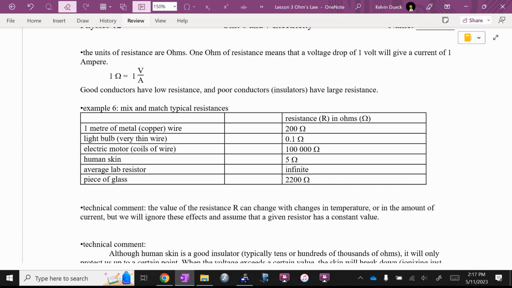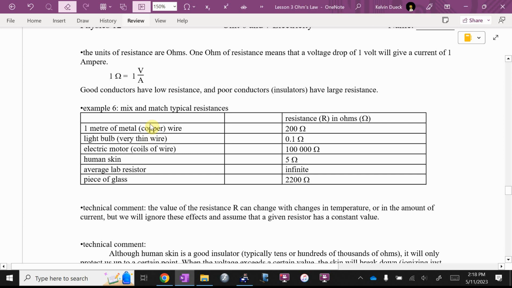Good conductors have low resistance. Poor conductors or insulators have high resistance. Example 6, this is not on your test, but since I'm introducing a new concept to you, I always like to give you an idea of what's really big, what's really small. What I did here is I wrote 6 objects, and then I took their resistances and I scrambled them. So don't just read across. Look at these 6 objects.